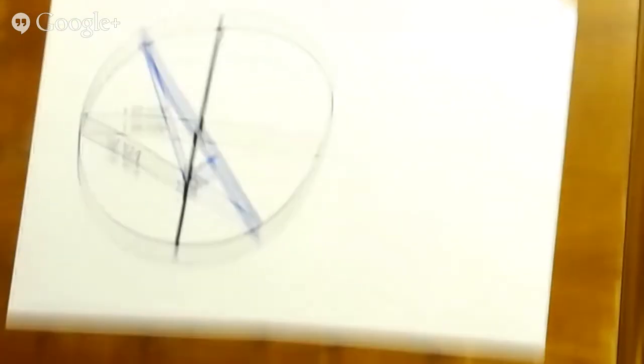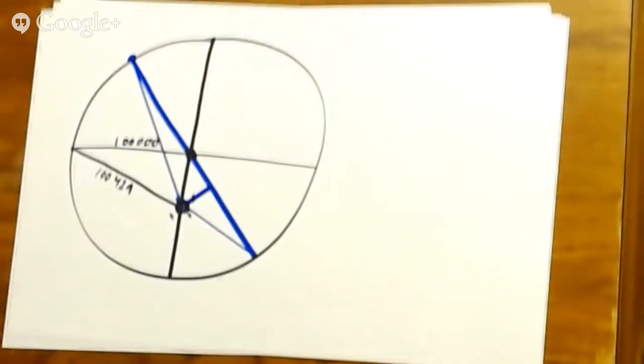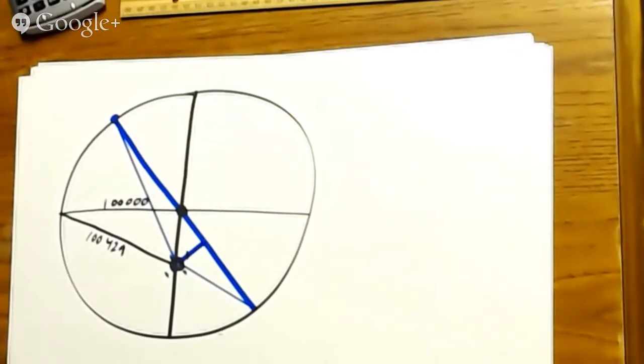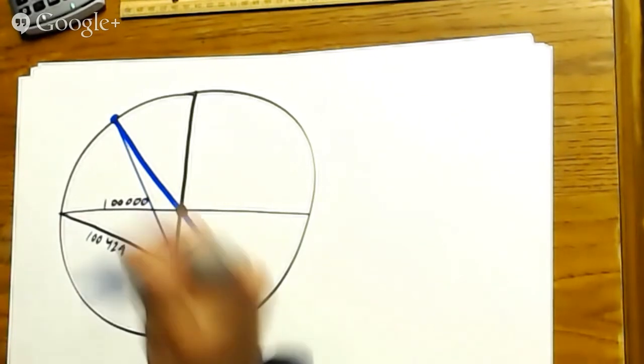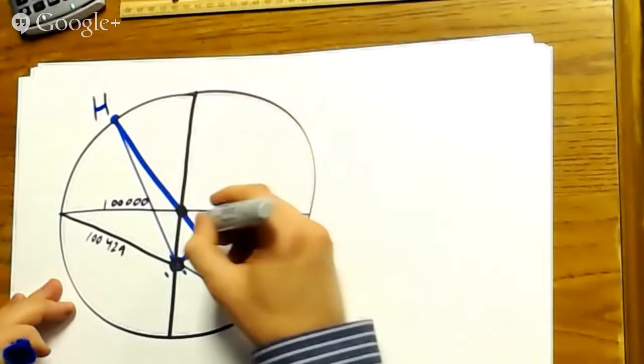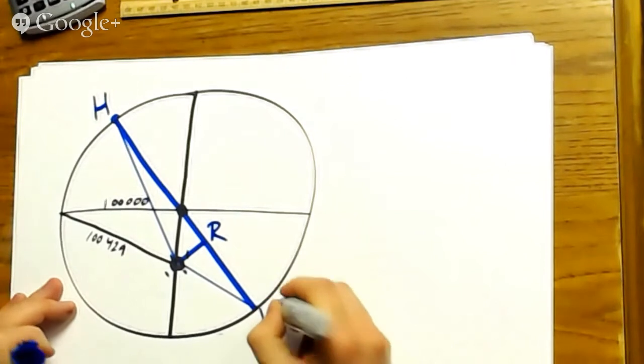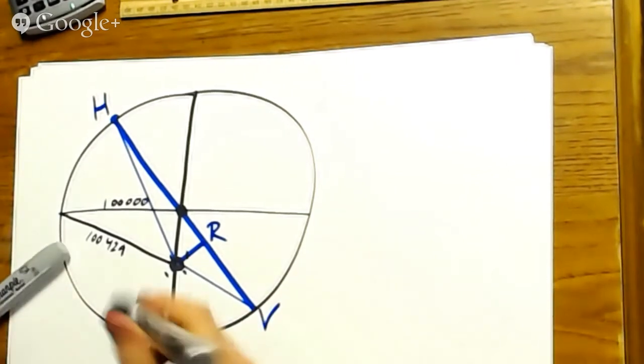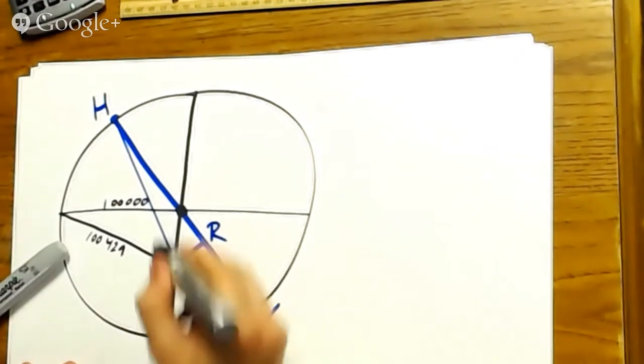Use those letters that Kepler, let me write those letters on. What does he call it? H. Okay, he calls this an H. He calls this point R. This is Z. Sun is A. Center is B.